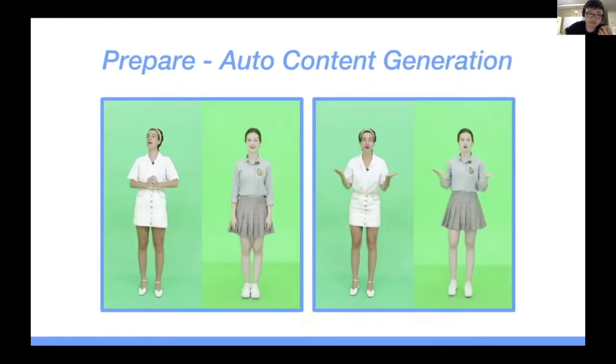So the next step is we can use AI to do the auto content generations. A lot of classes are online right now, and the students just sit at home and watch all the online videos. Usually the teacher will record their videos and then it will be played to students. One question is how do we copy a good teacher and generate more content? So here I will show examples.